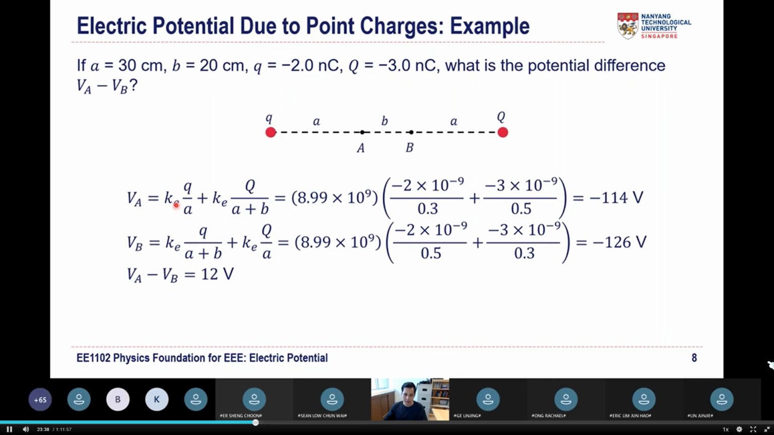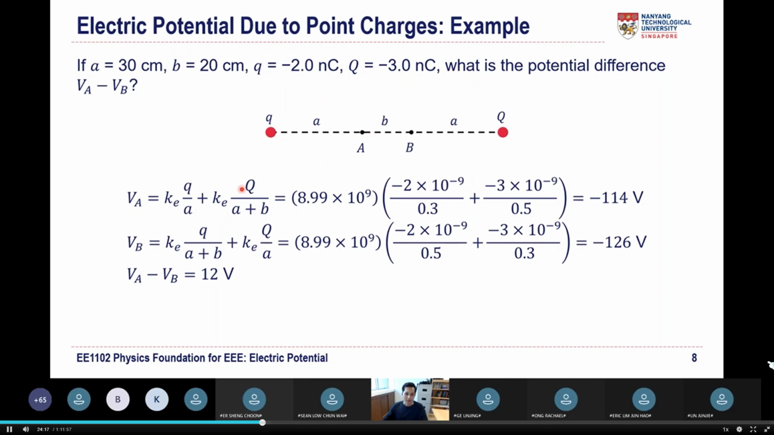Electric potential is given by Coulomb's constant times the size of the charge divided by the distance. So due to the small q it is going to be that on point A. And then due to the big Q it is going to be Q divided by A plus B, because the distance from A to big Q is B plus A, right? That's the distance. So when I do this calculation, I get minus 114 volts. Why do we get minus? Because both q and Q are negative charges.